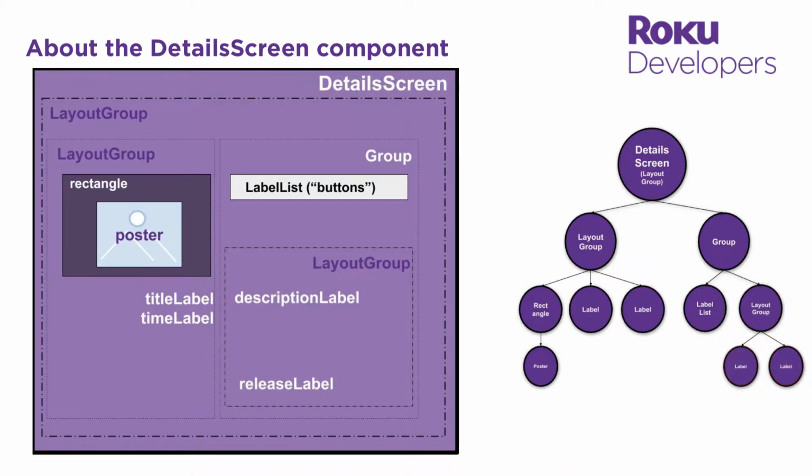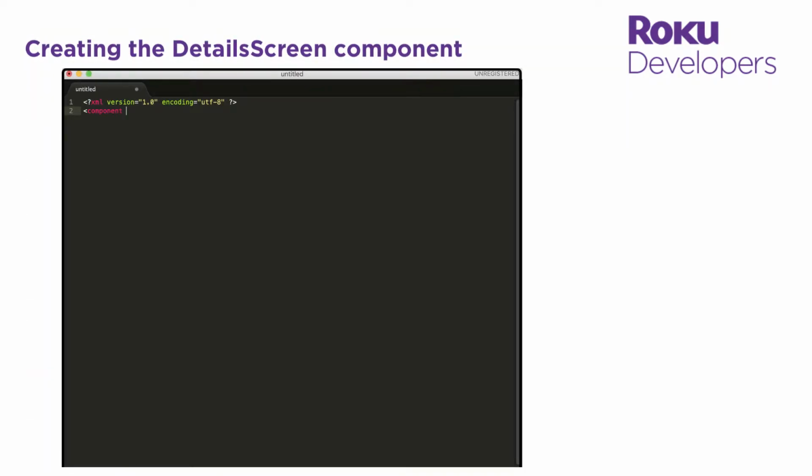To create the detail screen, open a new file in your text editor or IDE and create a component named Detail Screen that extends the group component. This component's initial focus will be set to the play button, which is represented by the buttons component that we'll create in a moment. And also will include a reference to the SceneGraph XML schema.